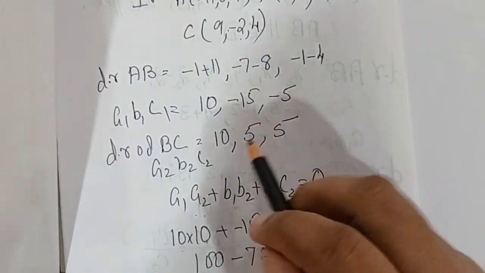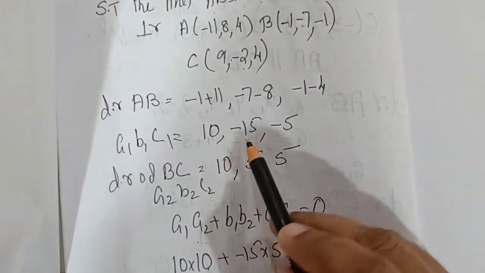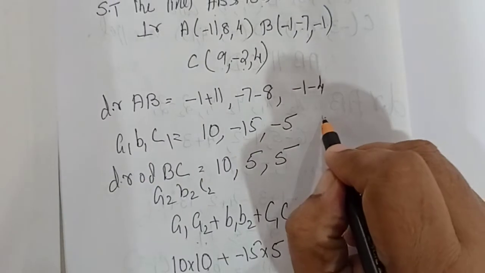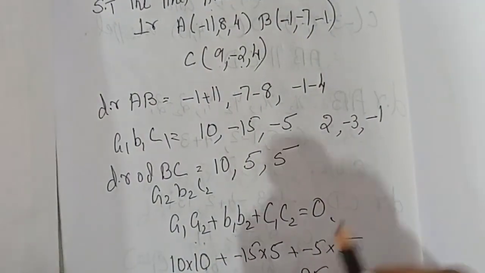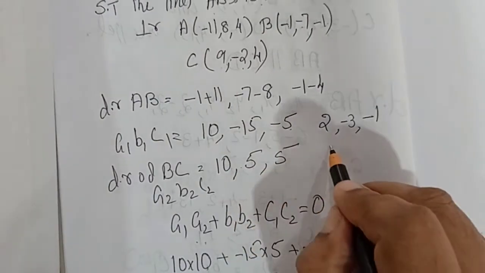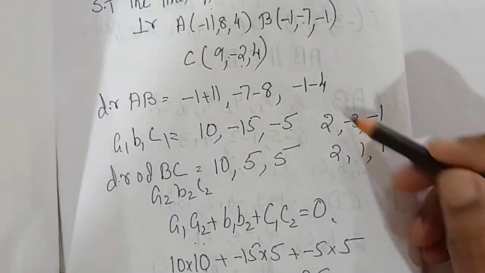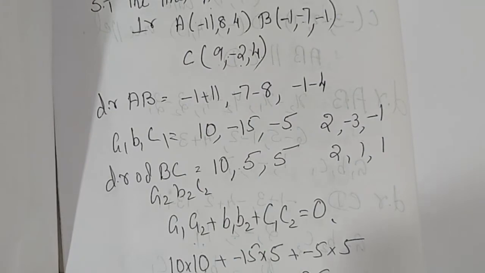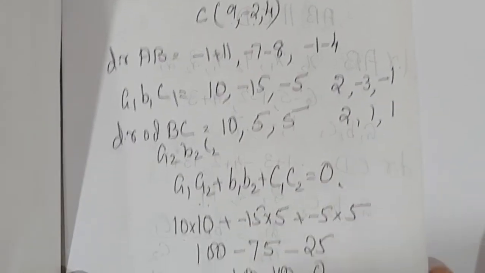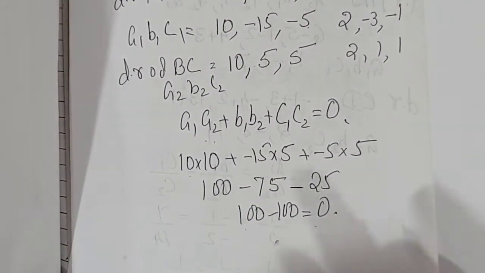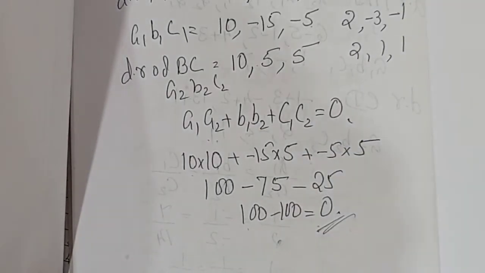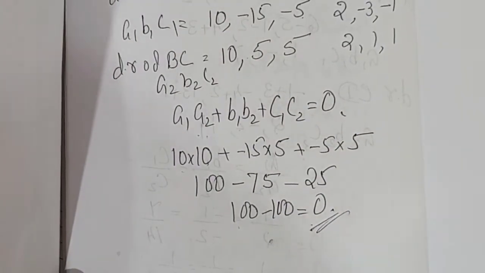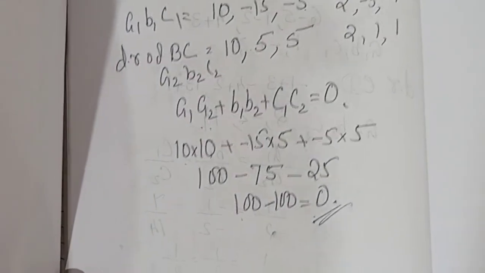Here is one more thing I told you. If the direction ratios are multiples of 5, you can write this same as 2, minus 3, minus 1. Then the second one is 2, 1, 1. Taking these two direction ratios also you can show that they are parallel. Both are the same. Now, the next question is very important.